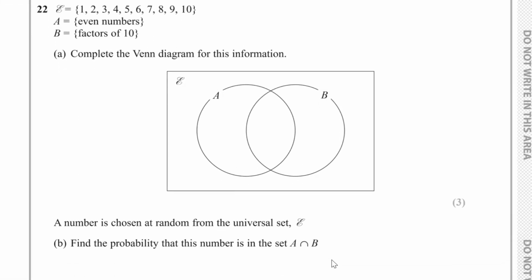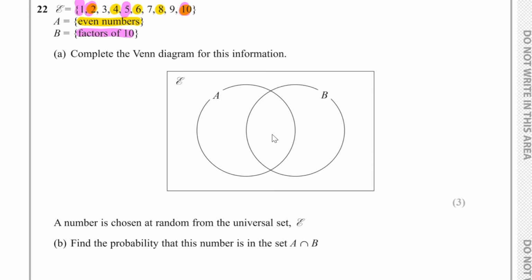Question 22, we've got a set of numbers 1 to 10, and A are the numbers which are even, and B are the factors of 10, and we have to complete the Venn diagram for this information. So for this question, the even numbers, we've got 2, 4, 6, 8 and 10, and the factors of 10, we've got the 1, the 2, the 5 and the 10.